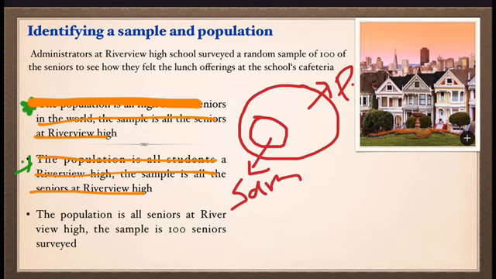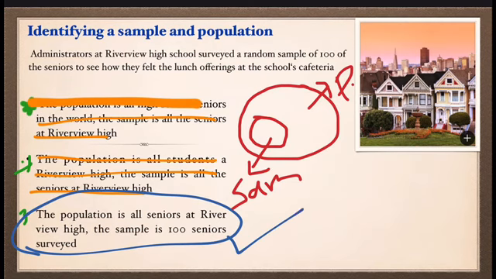Now let's check the last one, number 3. It says the population is all seniors at Riverview High. The sample is 100 seniors surveyed. So guess what? Do you think this is the right answer? Yes, you're right. The population is all seniors at Riverview High School, and the sample is only 100. If you look at the exercise, it tells you that the sample is 100. So this one is the correct answer.